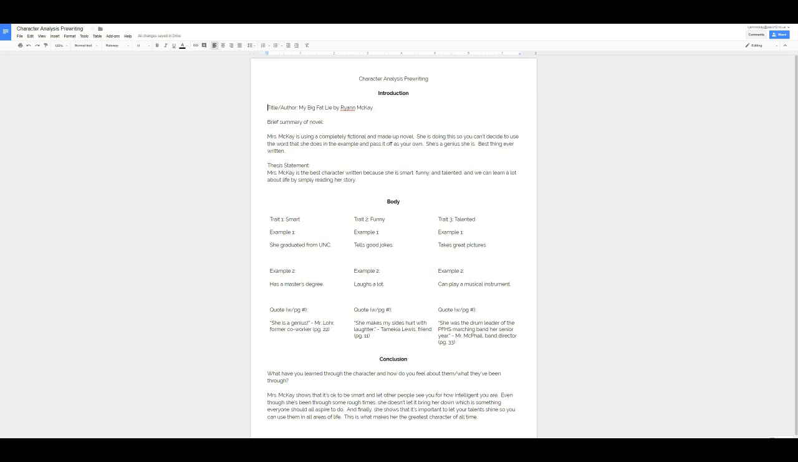So you're going to take that pre-writing that you did, and you're going to look at just the body paragraph that you're working with. So we're going to just start with the first one. We've got our trait that she is smart. Our examples are that she graduated from UNC, she has a master's degree, and then we've got this quote, she's a genius, Mr. Lohr, former co-worker, page 22.